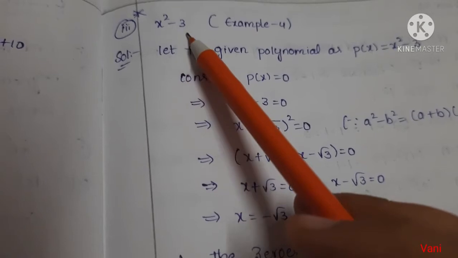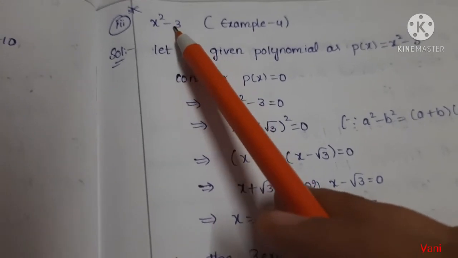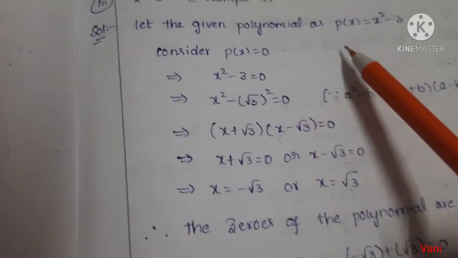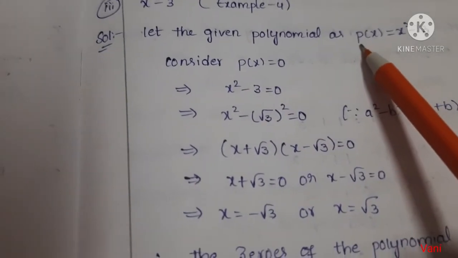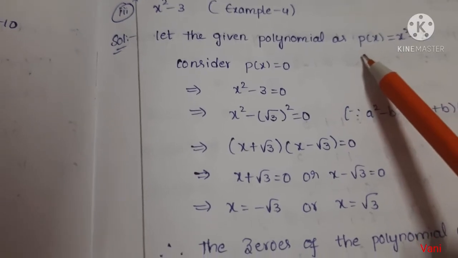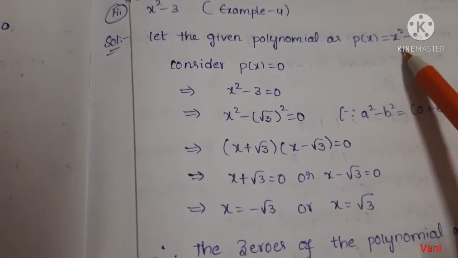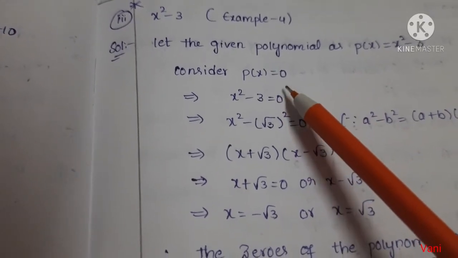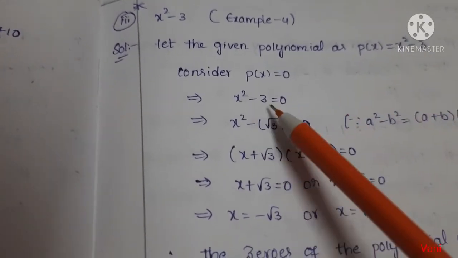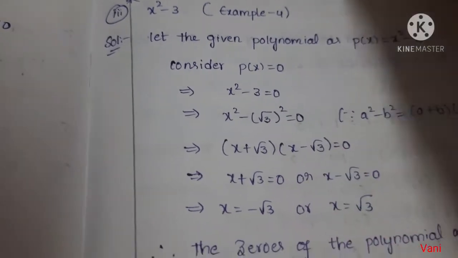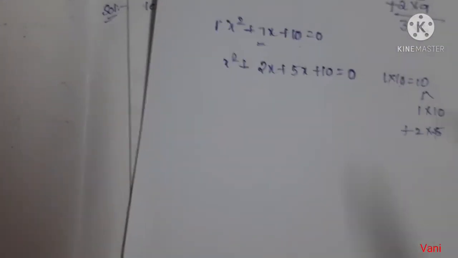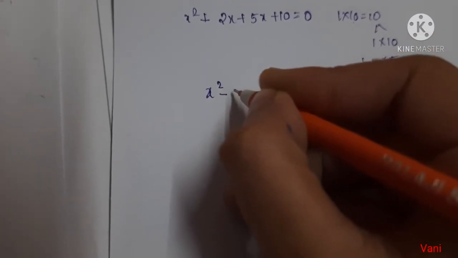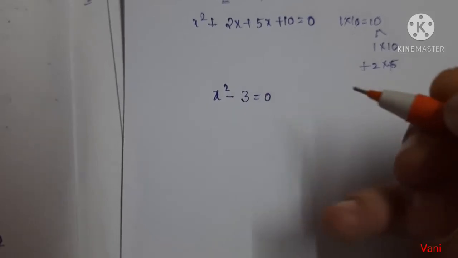The polynomial is x square minus 3. See here, the x coefficient is not there. So x square minus 3 is the given polynomial. First we consider the given polynomial as p of x. So let p of x equal x square minus 3. Consider p of x equal to 0, so x square minus 3 is equal to 0. Here we cannot apply factorization because the x term is not there.